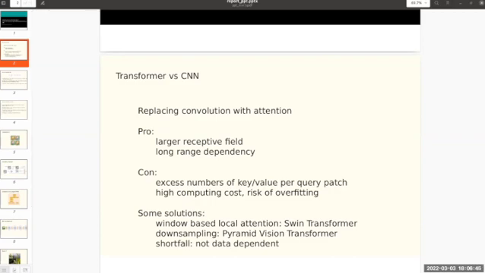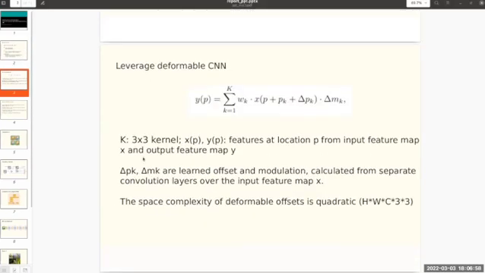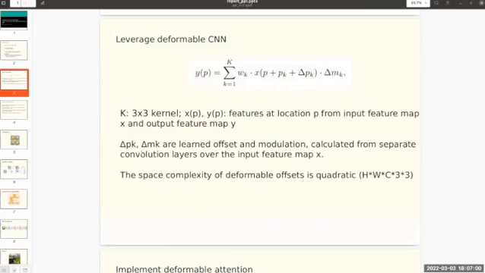So what's really needed is a sparse, efficient version of attention that is dependent on the underlying data. The solution already exists in convolution, and that's called deformable CNN. I went back and there were two papers on deformable CNN. So here's the basic formula for what it's doing.